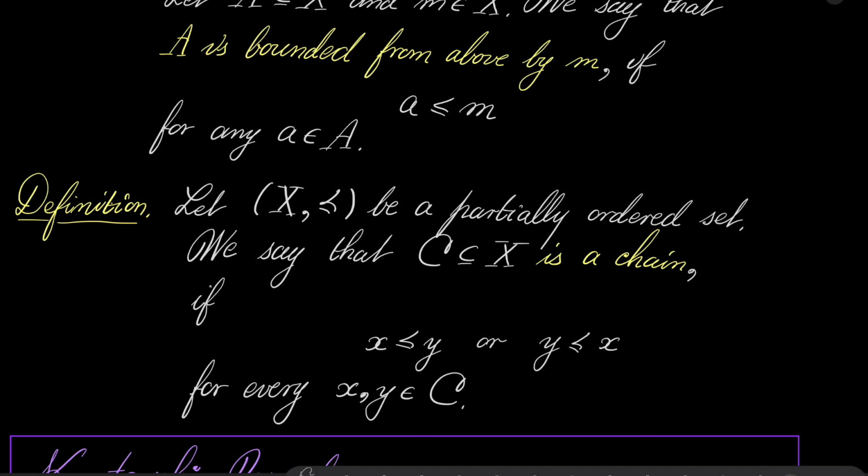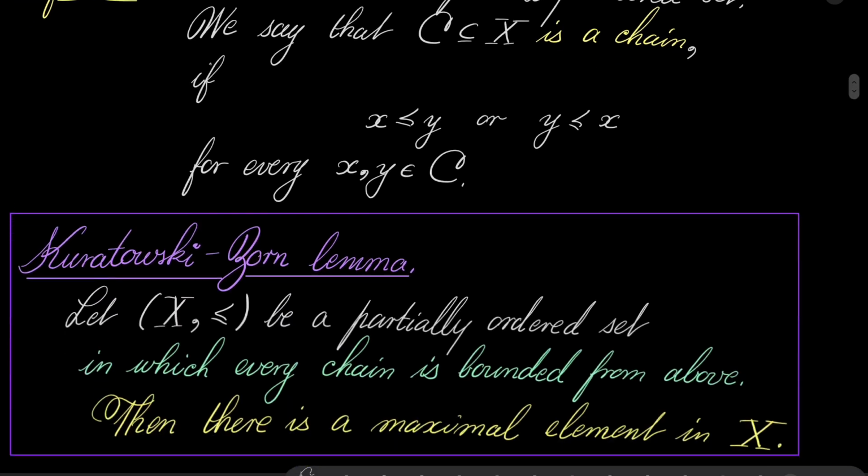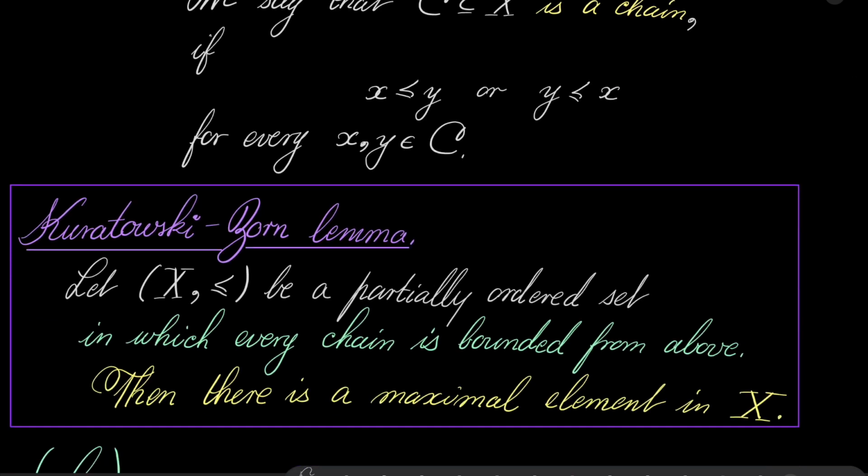And finally, the key to solving this problem, this well-known theorem, the Kuratowski-Zorn lemma. Let X with this relation less than or equal be a partially ordered set in which every chain is bounded from above. Every chain, we suppose that we have a partially ordered set and every chain is bounded from above. Then there is a maximal element in this set X. There is a maximal element.